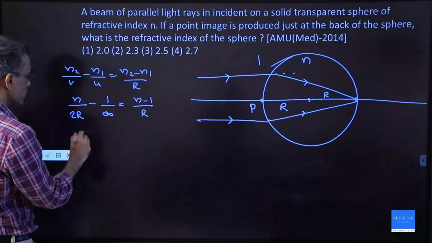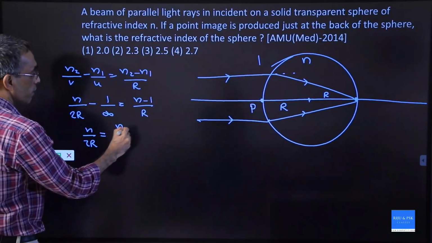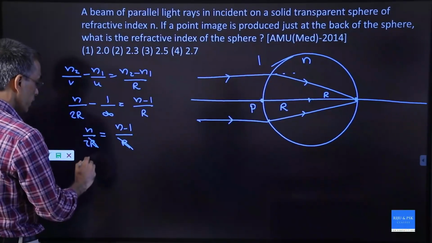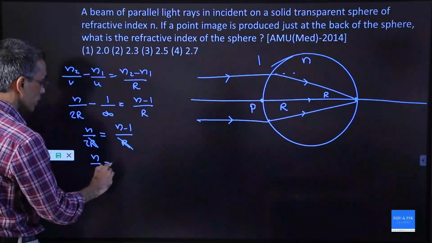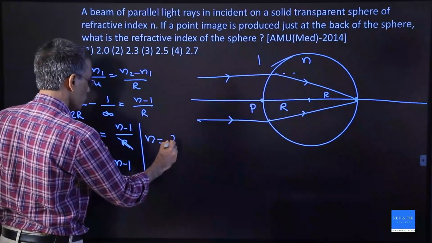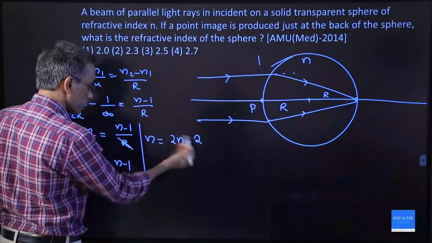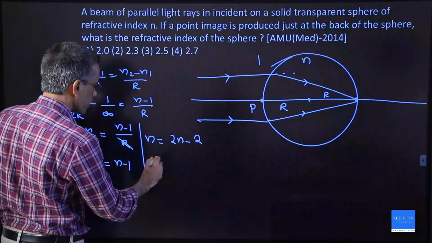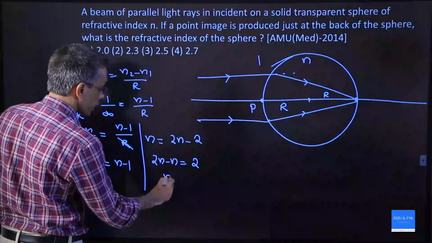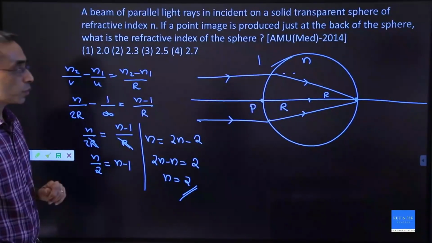Now solving this, n by 2r is equal to, this will become 0, n minus 1 divided by r, and r cancel. So you will get n divided by 2 is equal to n minus 1. You can solve it. This will give you n is equal to 2n minus 2. So, exchanging their position, you will get 2n minus n equal to 2. So you will get n is equal to 2. So your answer must be option 1, 2.